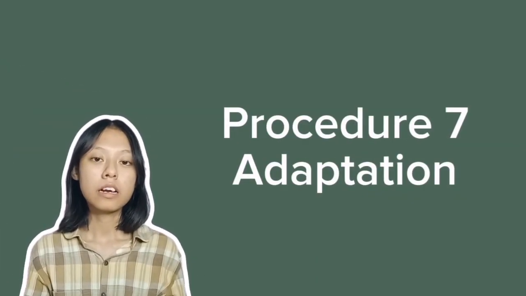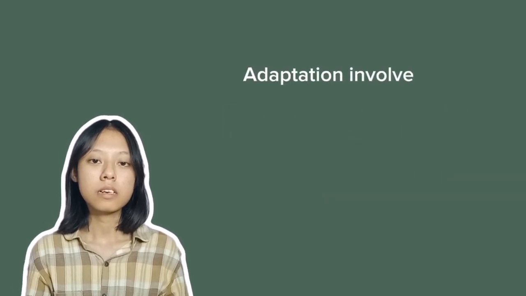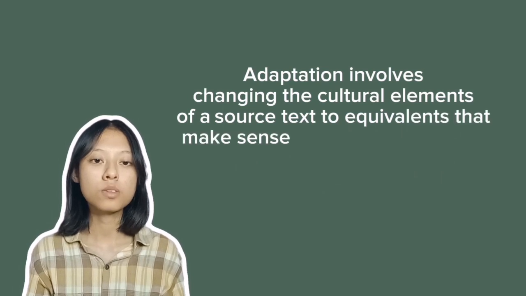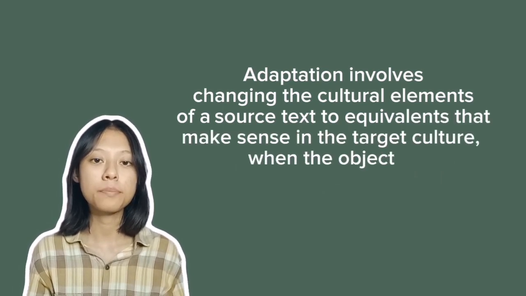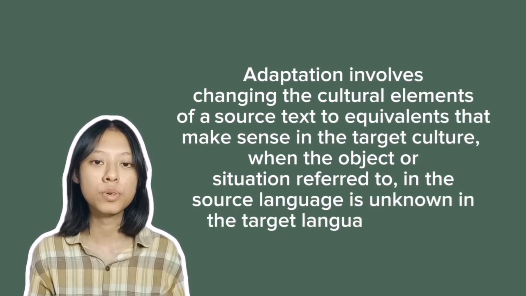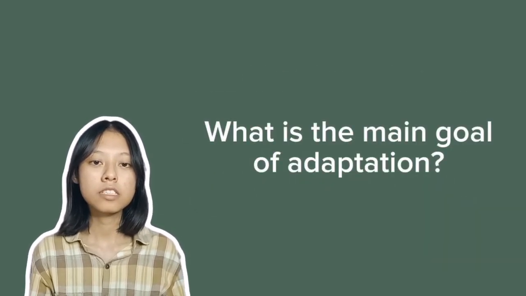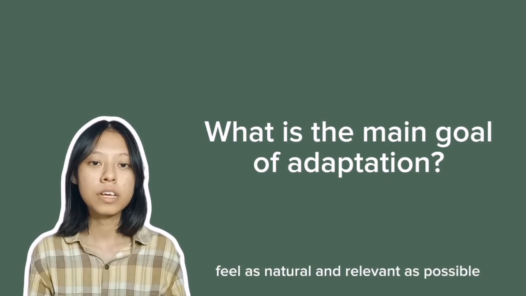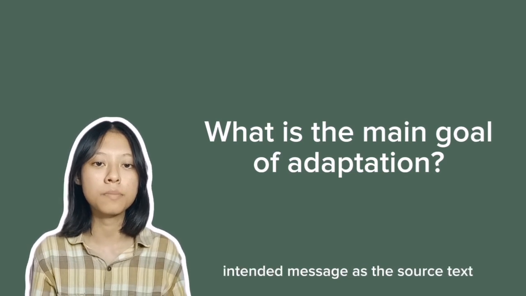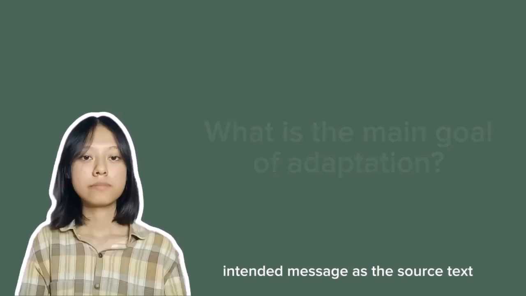Procedure 7. Adaptation. Adaptation is a translation procedure that involves changing the cultural element of a source text to an equivalent that makes sense in the target language when the object or situation referred to in the source text is unknown in the target language culture. The main goal of adaptation is to make the translated text feel as natural and relevant as possible to the target audience, while still conveying the same intended message as the source text.